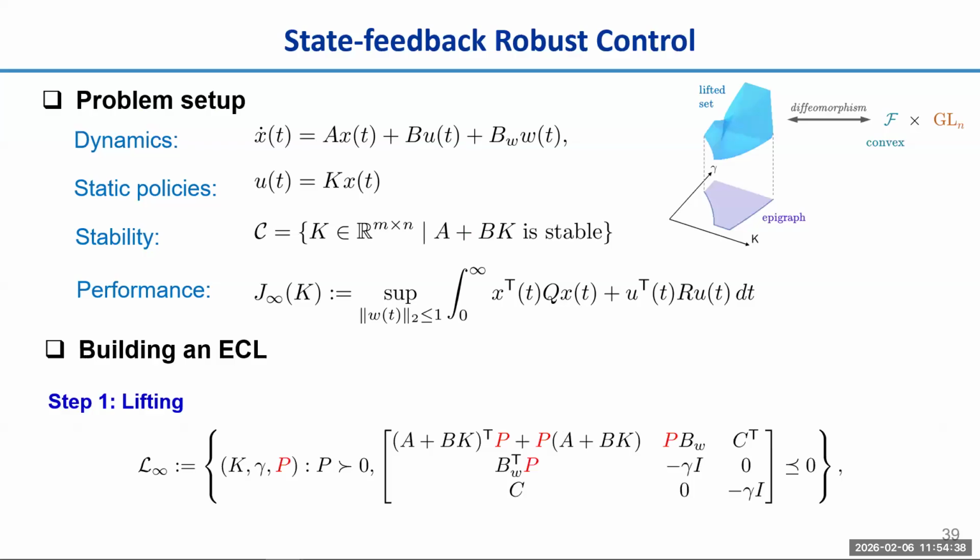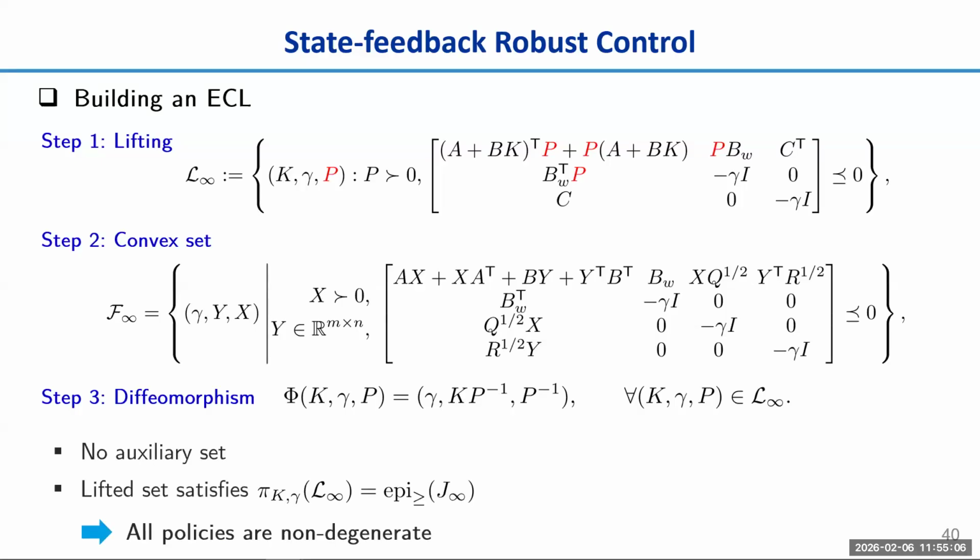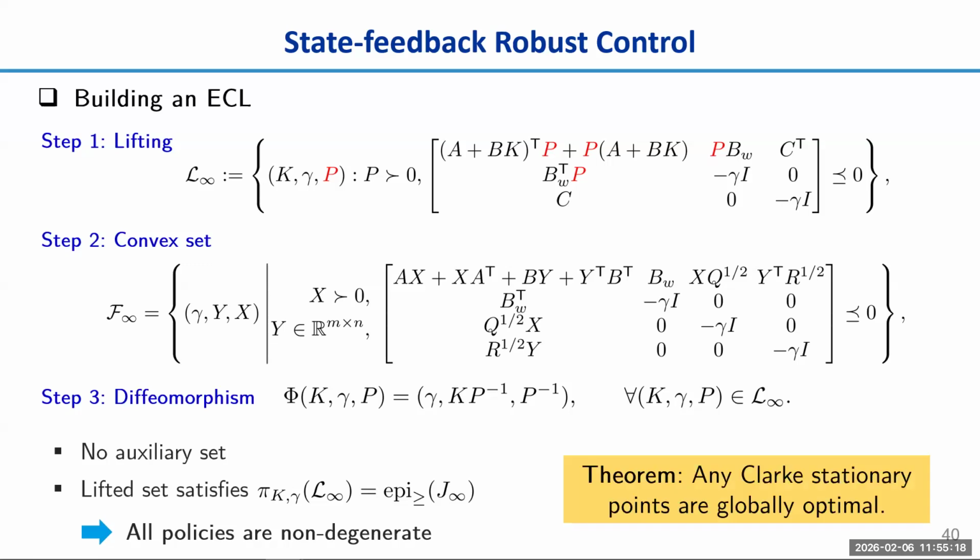Now look at robust control, where the convex lifting becomes different, but again is standard in control theory. We have this bounded real lemma property, and you see here you have a P and K coupled, again bilinear, and you can do a similar change of variable. You get a linear matrix inequality. And this again is smooth and invertible. In this case, we do not need to use an auxiliary set, and we can also prove the projection of the set equals that graph. So all policies are non-degenerate.